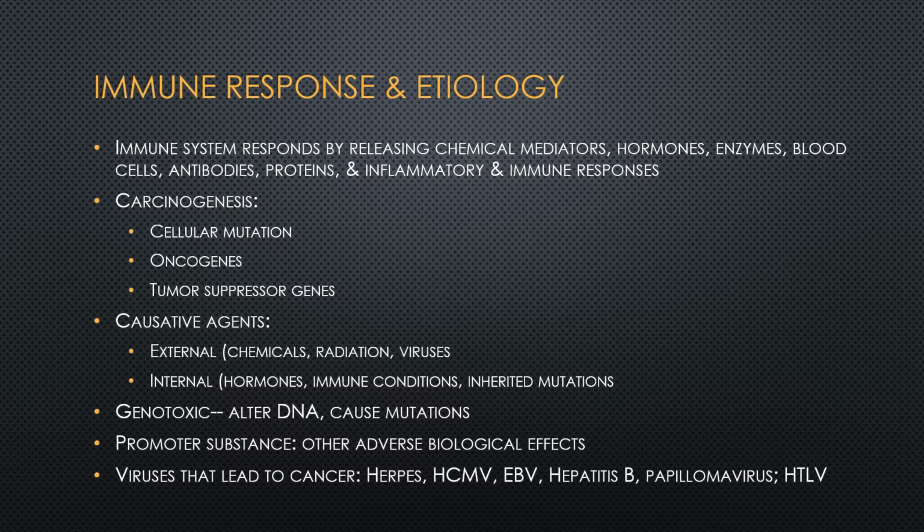The immune system, when it discovers a neoplasm, tries to destroy it using the resources of the body. It's an all-out assault on the foreign invader, calling on resources including chemical mediators, hormones and enzymes, blood cells, antibodies, proteins, and inflammatory immune responses. These protective responses also mobilize the fluid, electrolyte, and nutritional systems, and the massive effort requires tremendous energy.